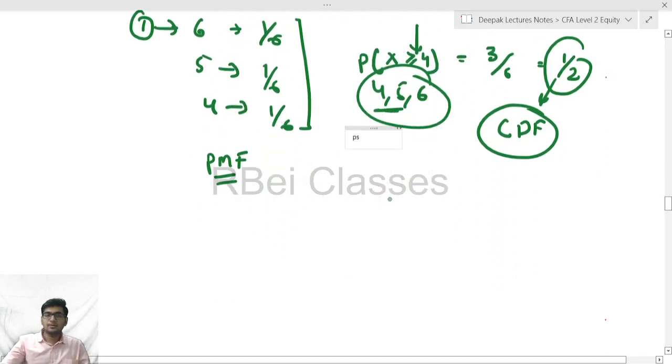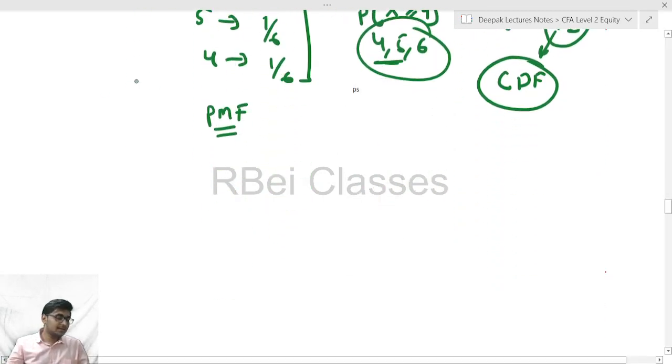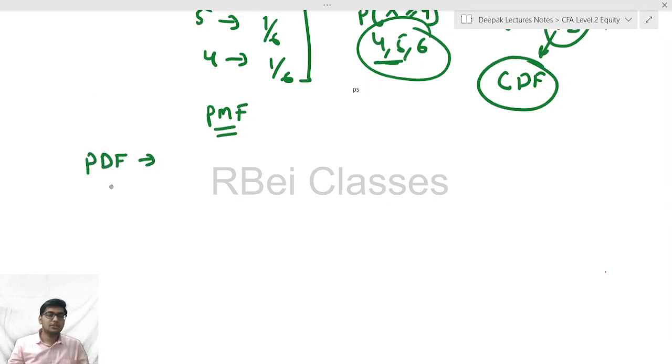And the next point of the discussion is the probability density function, that is PDF, and this is for continuous random variable. Continuous random variable. Clear?